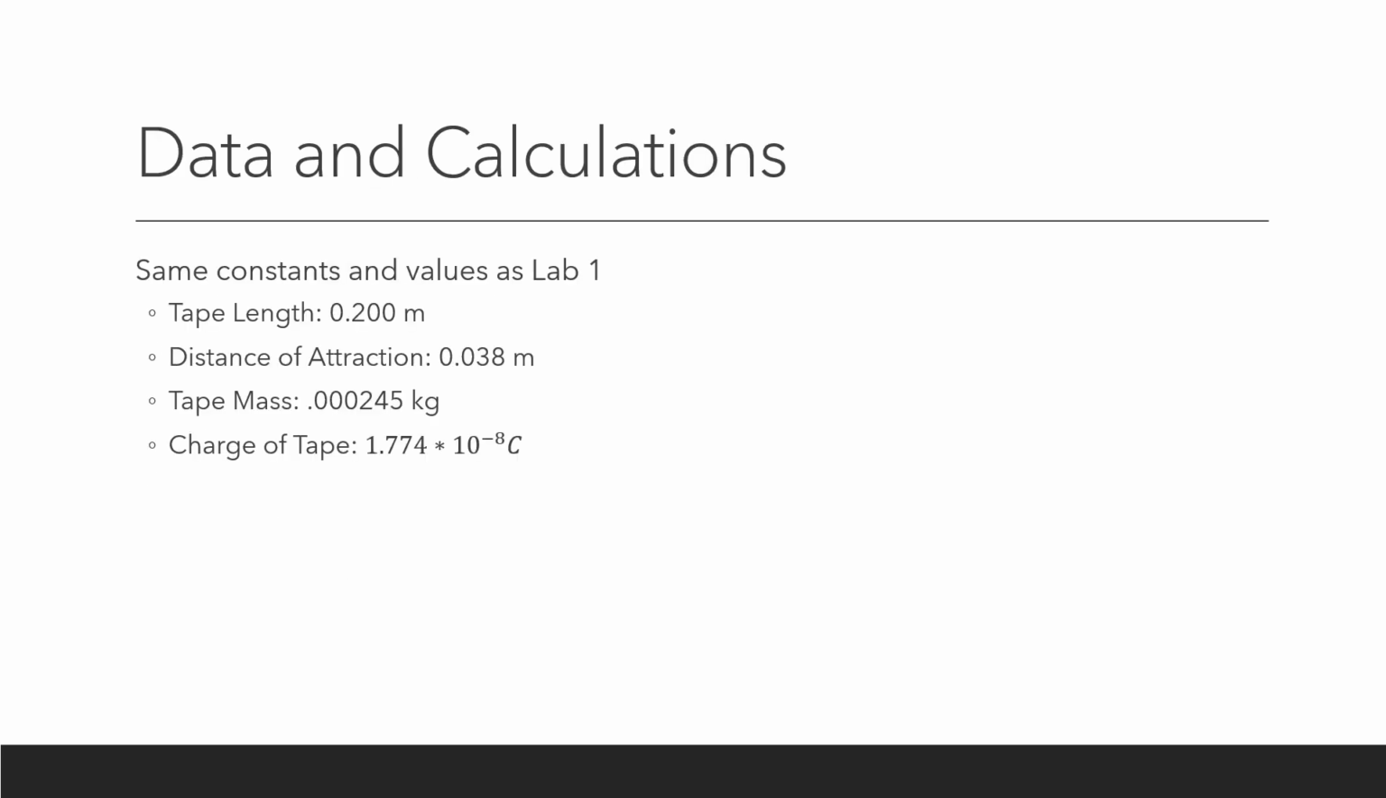So for some of the data and calculations, we use the same constants and values as lab 1. So this was the length of the tape being 0.2, the distance of attraction being 0.038, and the tape mass being 0.000245.